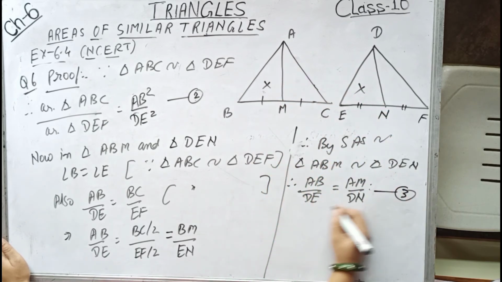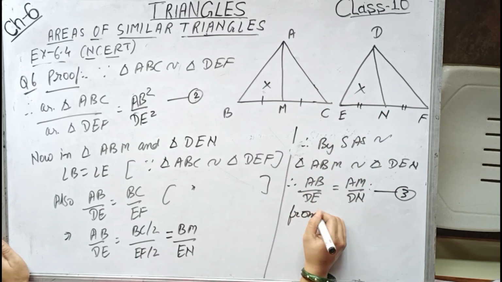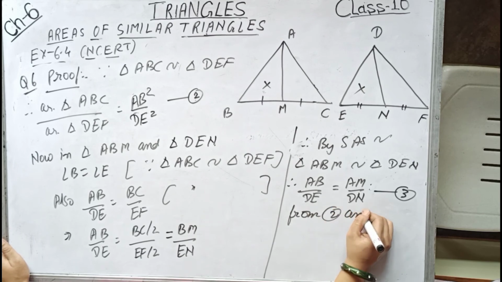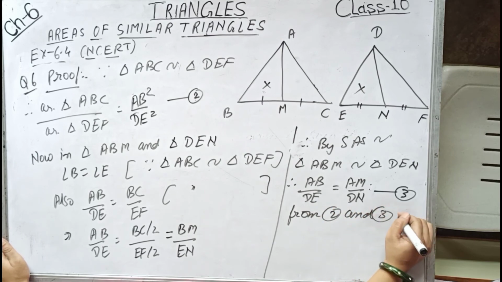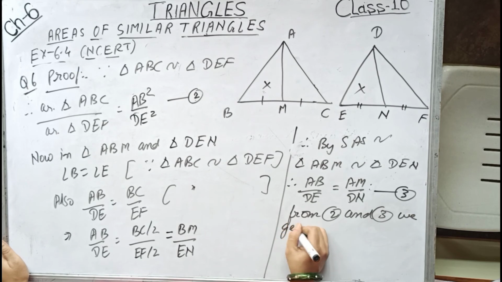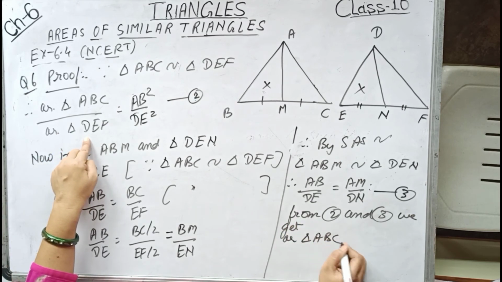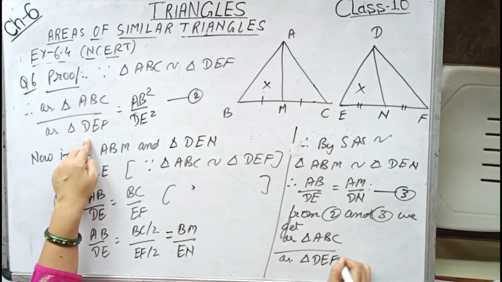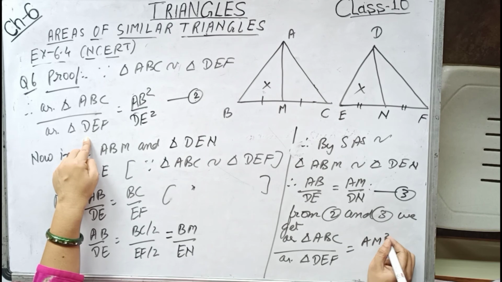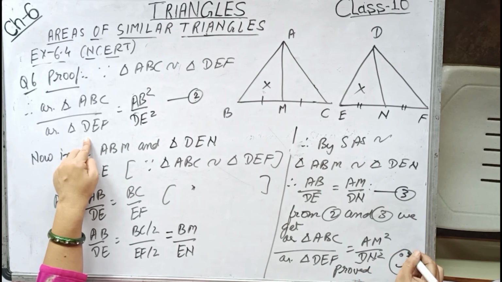Make it number 3. So from 2 and 3 we get what? Area triangle ABC by area triangle DEF equals AM square by DN square, and hence proved, and this is your happy face.